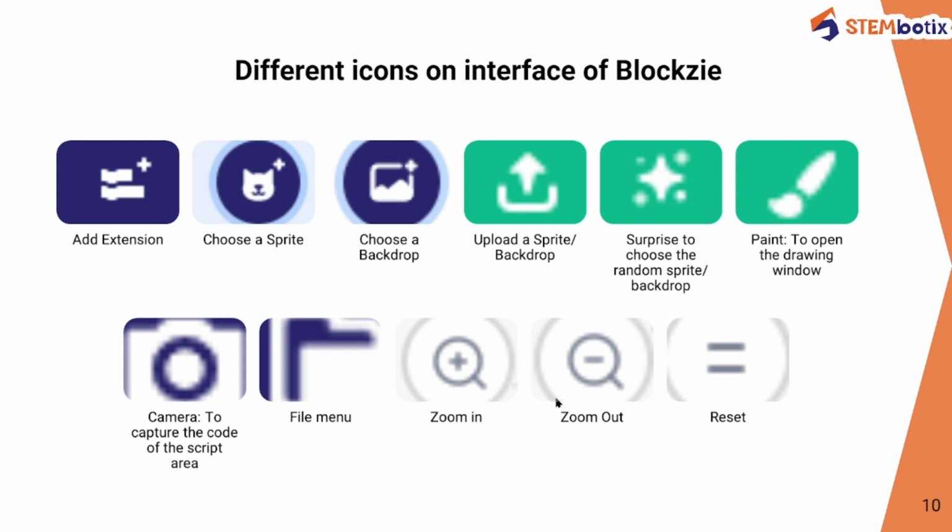These three particular icons are in the coding area. If you want to zoom in your code, zoom out your code, or just go to the default viewing section. So these three are on the coding area.